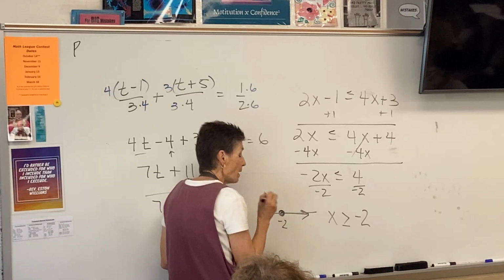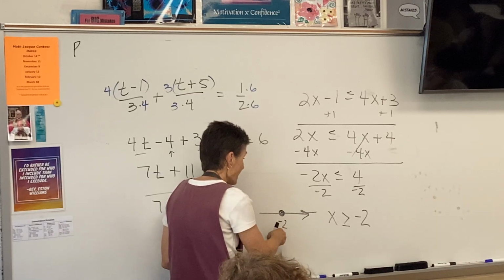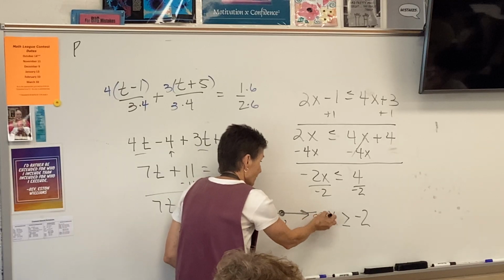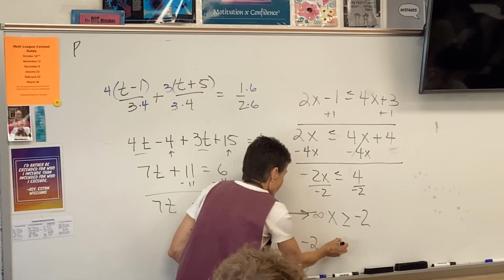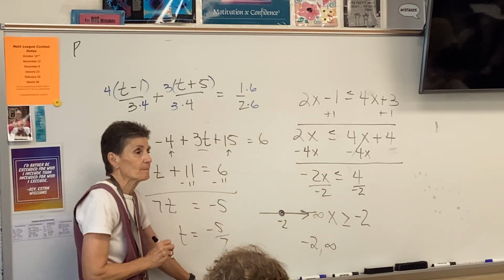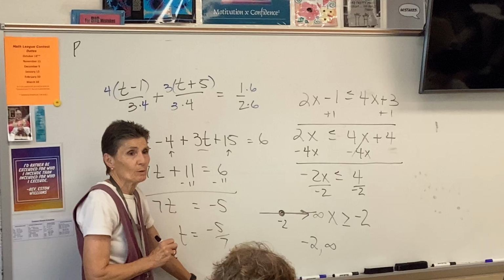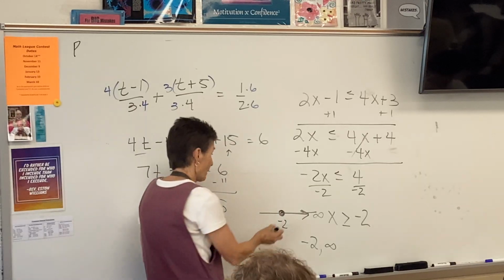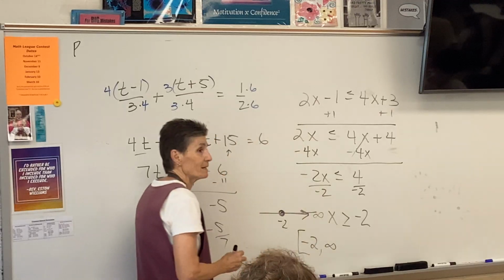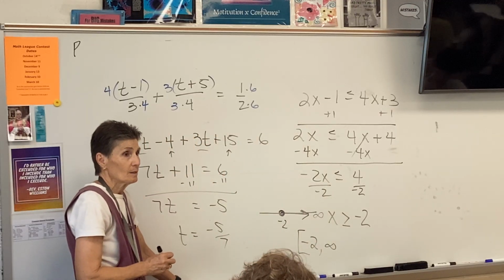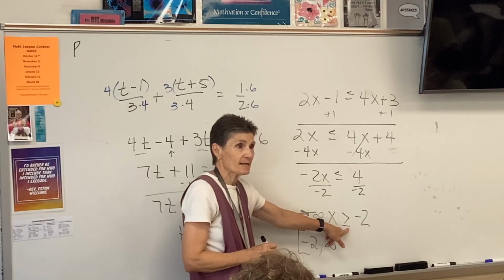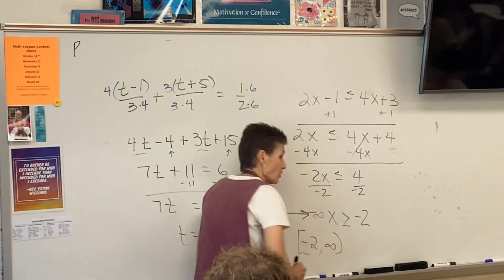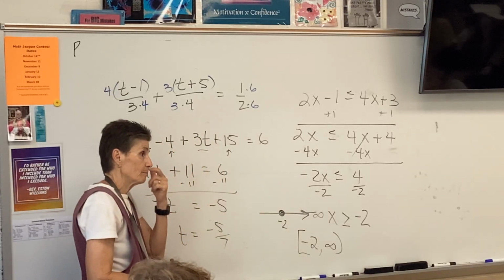So the two numbers are -2 and what's the number out here? Positive infinity. So you have -2 comma positive infinity. You gonna use brackets or parentheses? Actually, you're gonna use one of each because you're gonna bracket on the -2 because isn't that closed? Why is it closed? Because that's an equal to. And then infinity is always open.